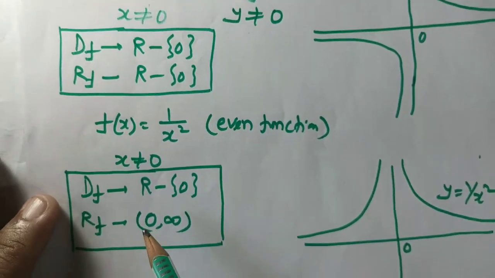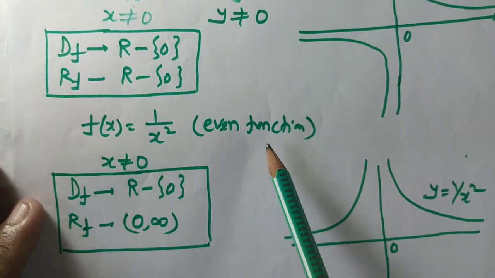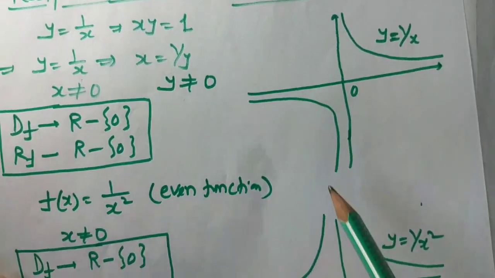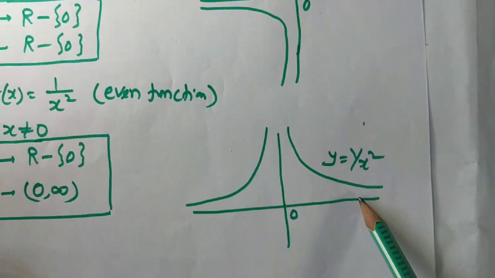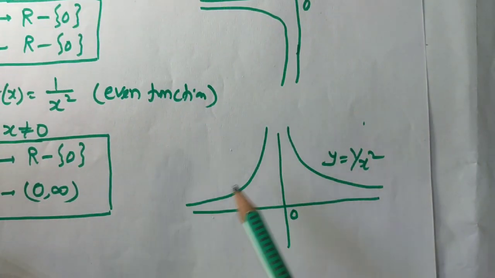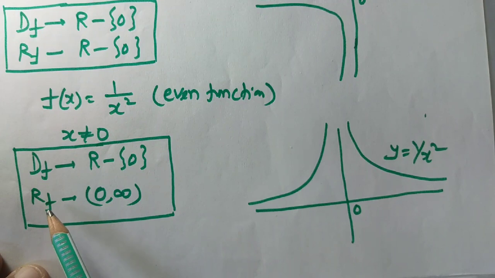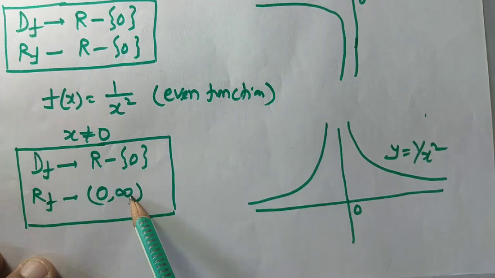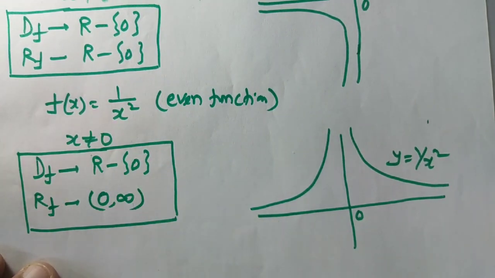In the other case we have y = 1/x², that is an even function. So now the graph of the negative side becomes positive. So the graph is y = 1/x². Its domain is R minus 0, and the range here will be 0 to infinity, because x is not equal to 0.